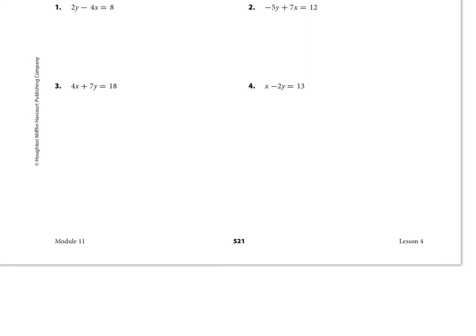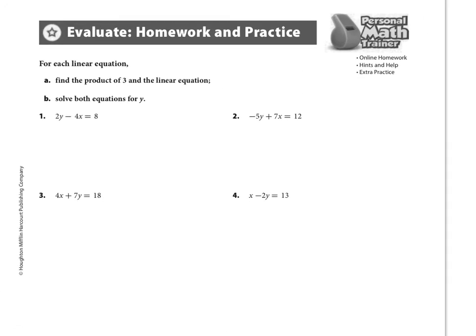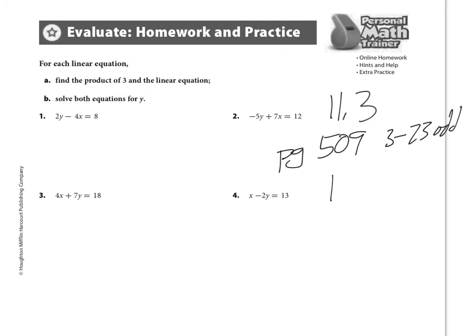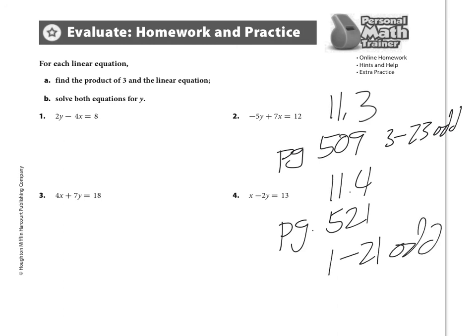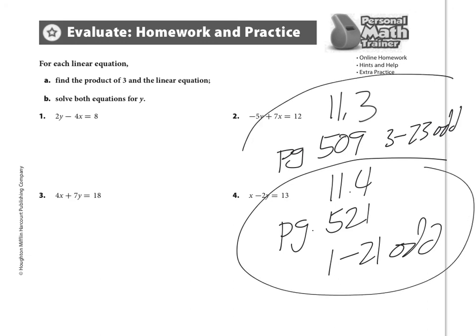So on this, you're doing page 521 for 11.4. Now, actually, what you want to do is go back and do 11.3 also. So 11.3 was on page 509. And on that page, you're doing 3 through 23 odd. And then for 11.4, which is what I just showed you on page 521, you are doing numbers 1 through 21 odd. So we're combining these lessons because they're basically exactly the same.